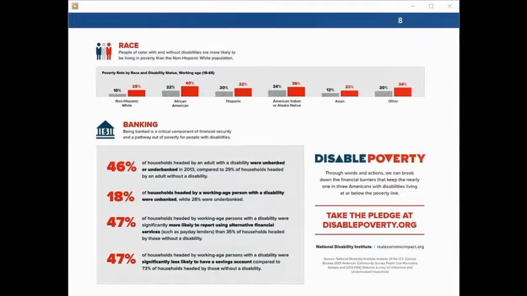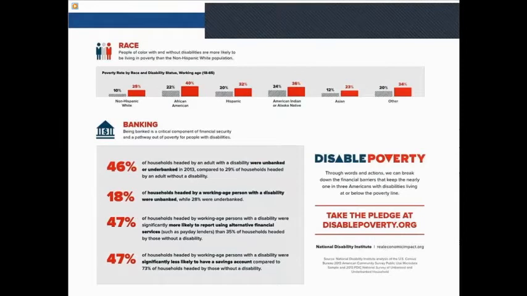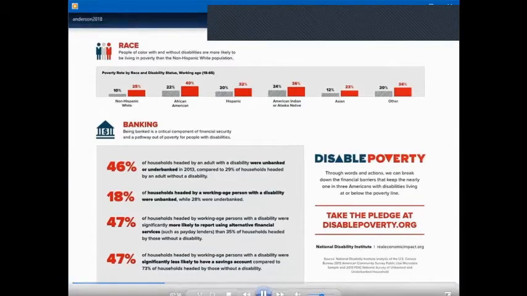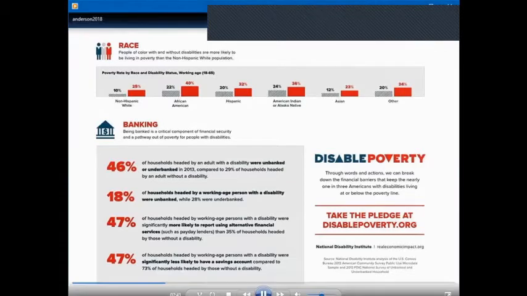Unbanked is typically defined as individuals do not have a formal relationship with a financial institution. So that could be a bank, a credit union, or another formal financial institution. Underbanked means that they may have a formal relationship with a financial institution, but are really underutilizing the various options and financial options available to them. And that could involve credit, lack of credit, no credit, poor credit, etc.